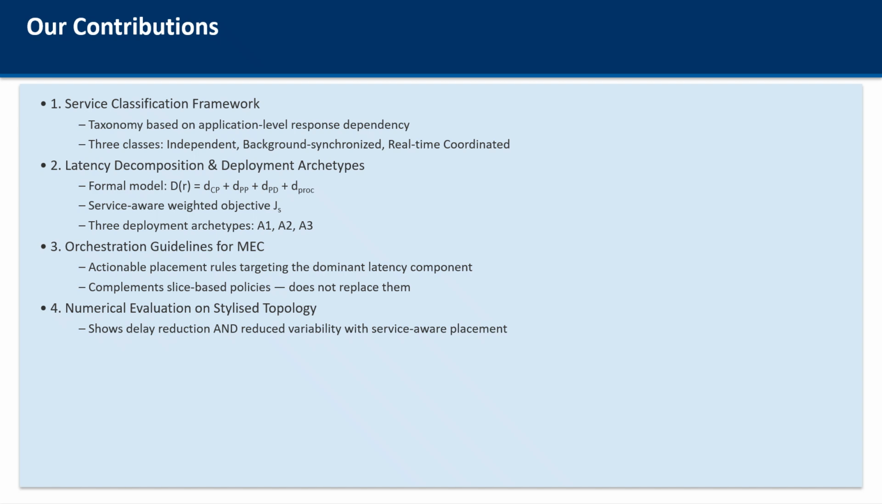Let me give you a quick roadmap of our contributions before diving into the details. We make four contributions. First, a service classification framework, a simple taxonomy of three service classes based on how applications depend on coordination and shared state. Second, a formal latency decomposition model, and from it, three canonical deployment archetypes for MEC-enabled 5G and 6G systems. Third, concrete orchestration guidelines, practical placement rules that tell you which latency leg to target for each service class. And fourth, a numerical evaluation on a stylized synthetic topology demonstrating that service-aware placement not only reduces mean delay, but also reduces delay variability, which is equally important for real-time applications. Importantly, the framework is designed to complement existing slice-based orchestration.